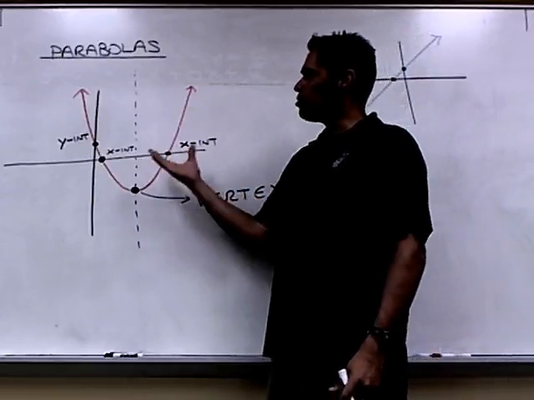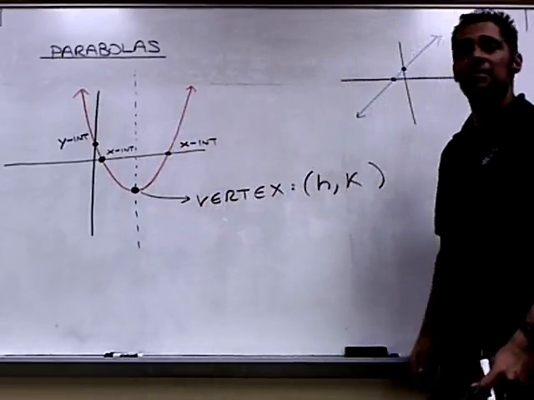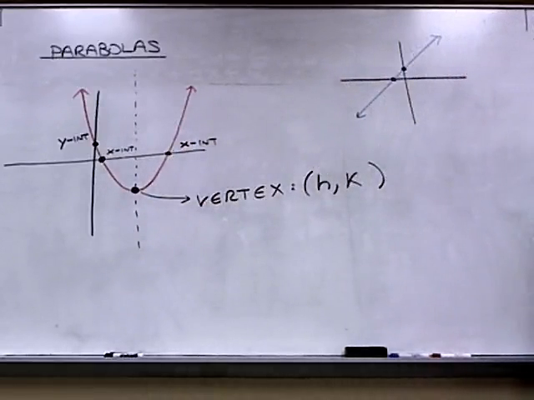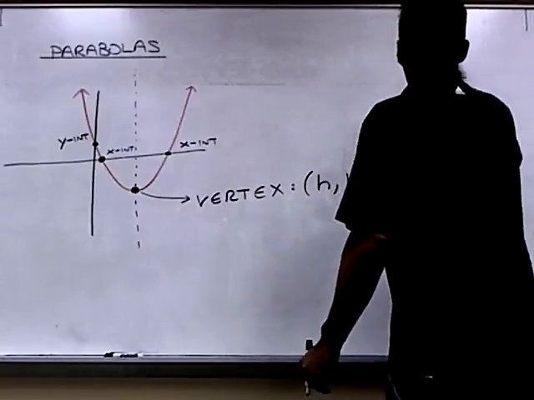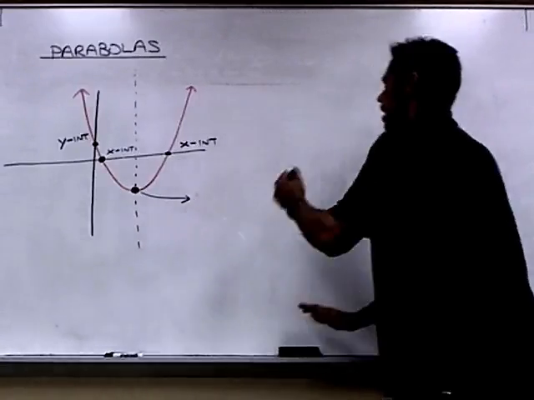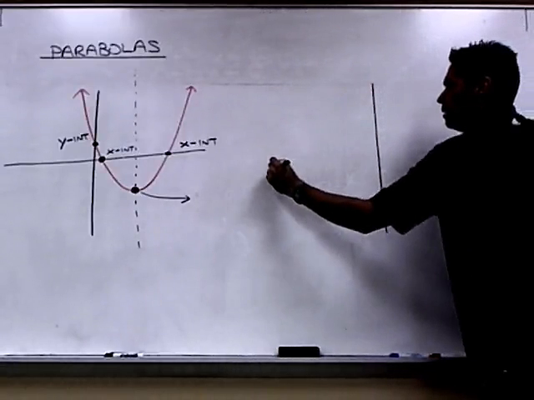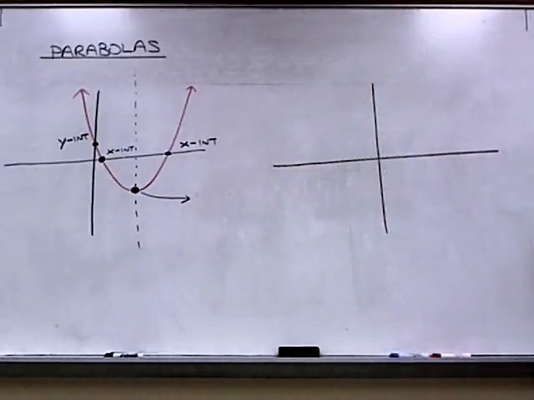Is it possible to draw a parabola that does not have x-intercepts? Yes. Sure. So let me give you an example. Or maybe you can help me. How can I draw a parabola that wouldn't have x-intercepts?